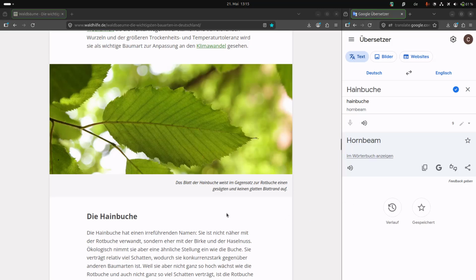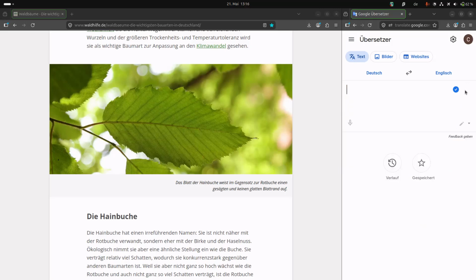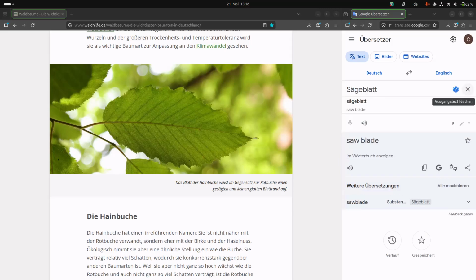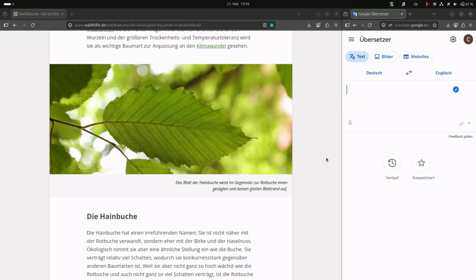So, das Blatt der Hainbuche weist im Gegensatz zur Rotbuche einen gesägten und keinen glatten Blattrand auf. Das Blatt, the leaf, can also relate to a piece of paper, or rather paper sheet in English, or for example a saw blade, Sägeblatt. Here you see the Blatt, which means blade.